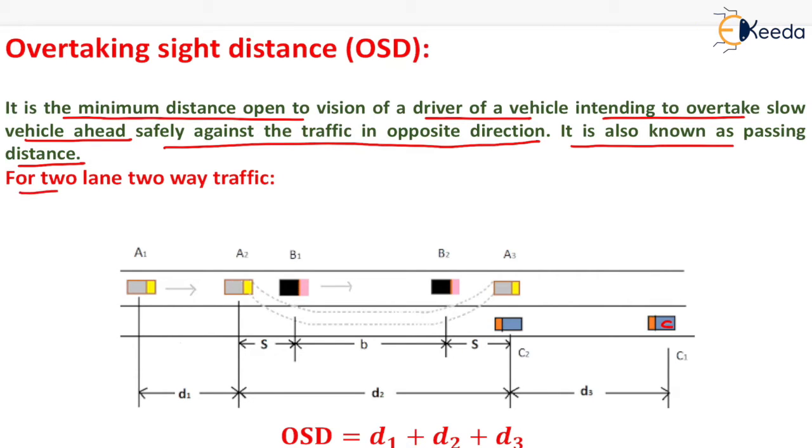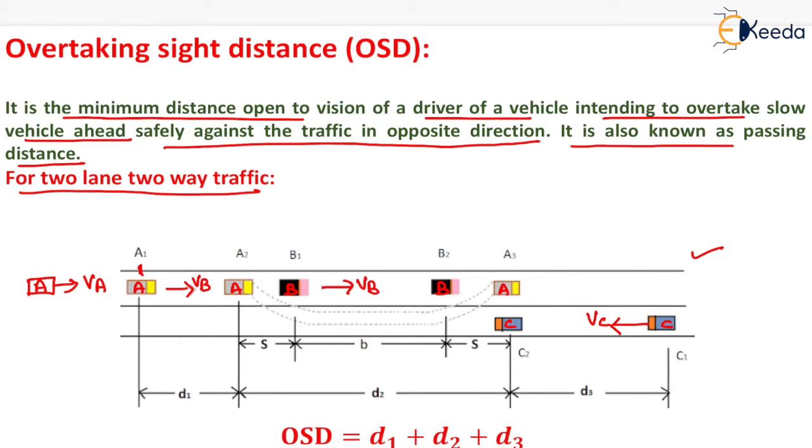Now for two-lane two-way traffic, a diagram is shown here. That is vehicle A, that is vehicle B, and that is vehicle C. Previously, vehicle A is traveling with a speed VA, vehicle B with a speed VB, and vehicle C with a speed VC. Due to slow moving vehicle B, vehicle A tries to overtake it. So at point A1, vehicle A will reduce its speed to VB so that it can follow vehicle B.